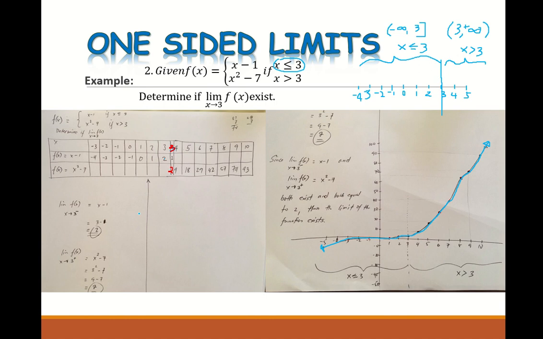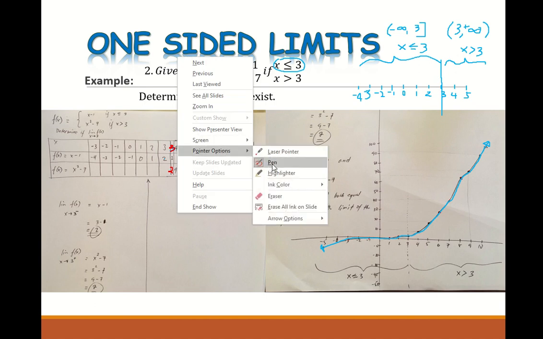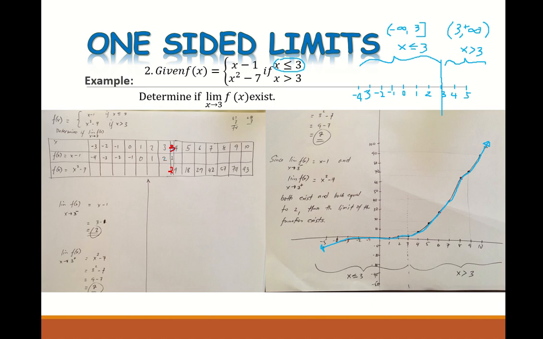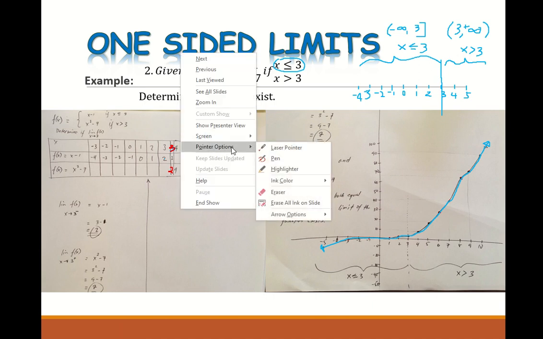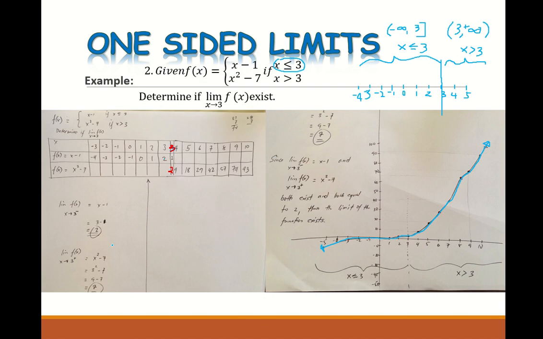Okay, right, so that's why we have to determine if the limit of a function exists. So what we did was first we tabulate and then we graph, and after that we have to determine whether the two-sided limit of the function exists or not. So first we need to solve for the limit of the function as x approaches 3.